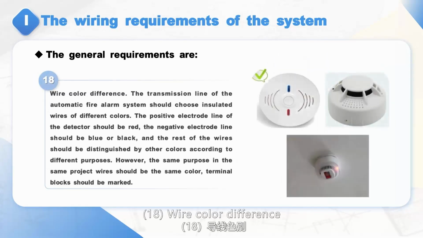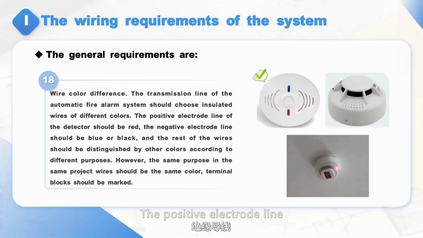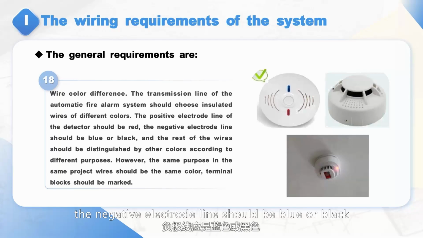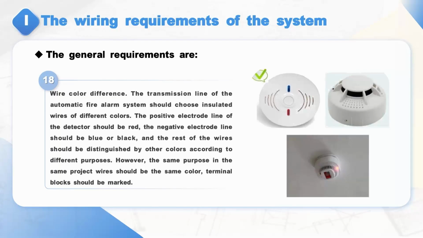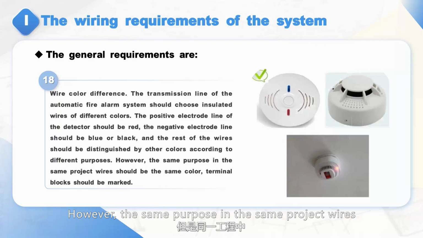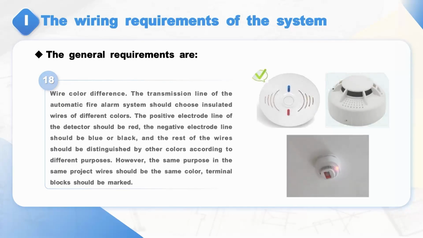18. Wire color difference. The transmission line of the automatic fire alarm system should choose insulated wires of different colors. The positive electrode line of the detector should be red, the negative electrode line should be blue or black, and the rest of the wires should be distinguished by other colors according to different purposes. However, wires with the same purpose in the same project should be the same color, and terminal blocks should be marked.